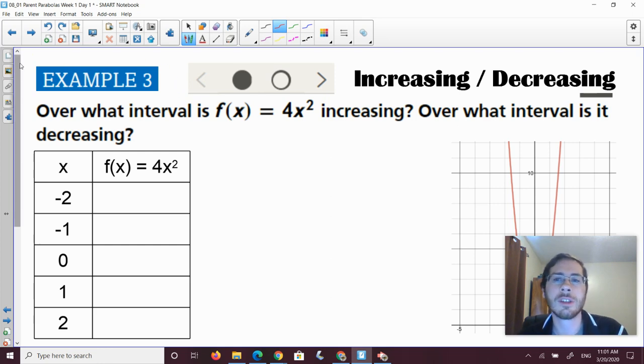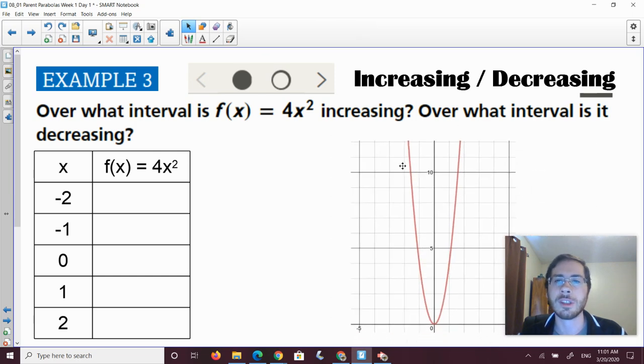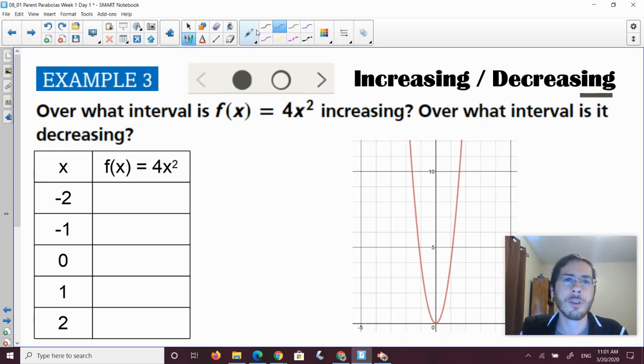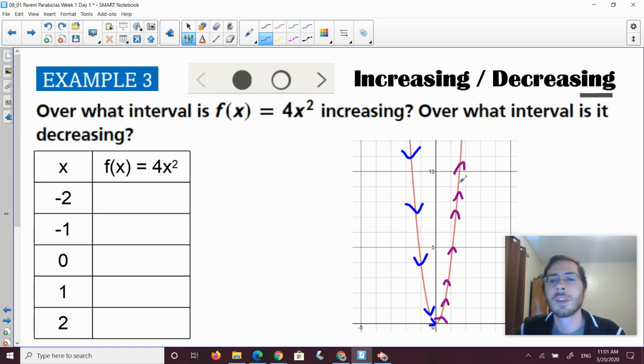Example 3 talks about increasing and decreasing functions. So it wants to know over what interval is this function increasing? Over what interval is it decreasing? So it's nice if you have a graph representation, because you can just look at the graph and say, oh, well, here it's going down, still decreasing, still decreasing, and then it starts to change. And then from here, instead of decreasing, now we're increasing, increasing, increasing. Remember, decreasing means we're going down, increasing means we're going up. So it's not positive or negative, it's just increasing or decreasing.